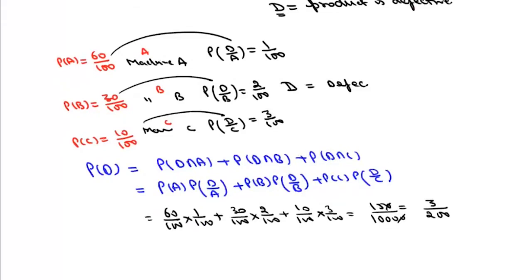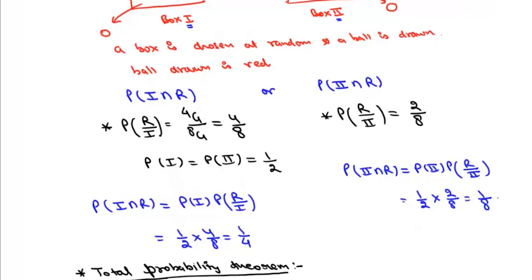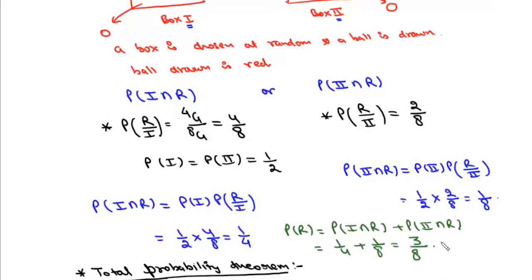Now if we go back to our previous example of balls and boxes, in this case, we have to find the probability that ball drawn is red. Now this red ball can be either drawn from box 1 or it can be drawn from box 2. So this probability of drawing a red ball is probability of 1 intersection R plus probability of second intersection R. 1 intersection R is 1 by 4 and 2 intersection R is 1 by 8. So this probability of choosing a red ball is 3 by 8.